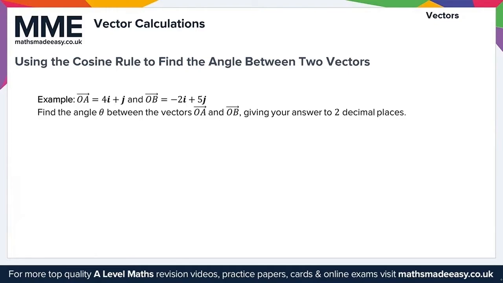So let's take a look at this example here. All we're simply looking to do is find the angle theta between the vectors OA and OB. And we're going to give our answer to 2 decimal places.